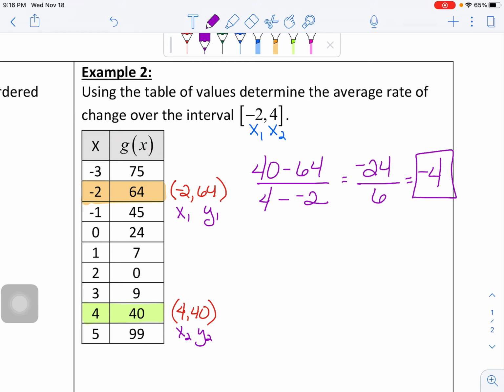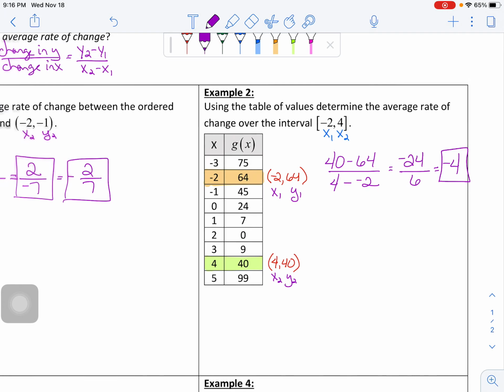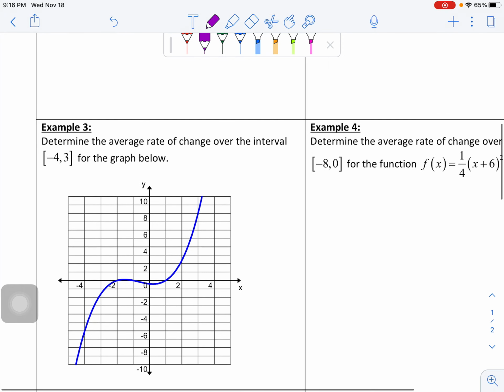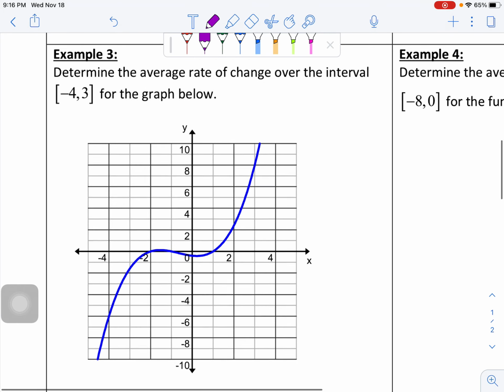All right. Now, some teachers might ask that you leave it as a fraction. That would be up to your teacher to decide. Okay, so you might want to double check with them for what their preference is.